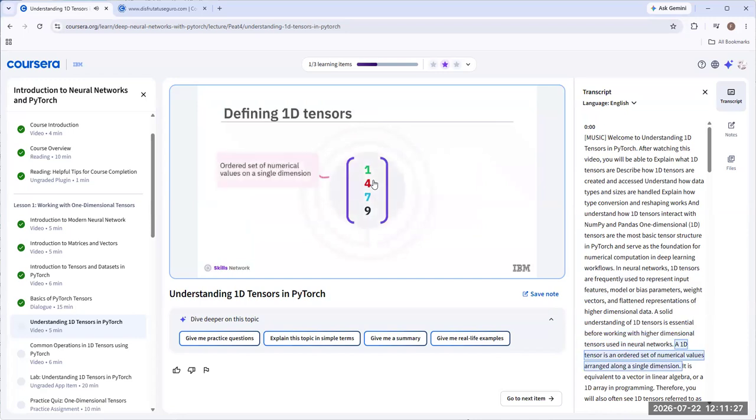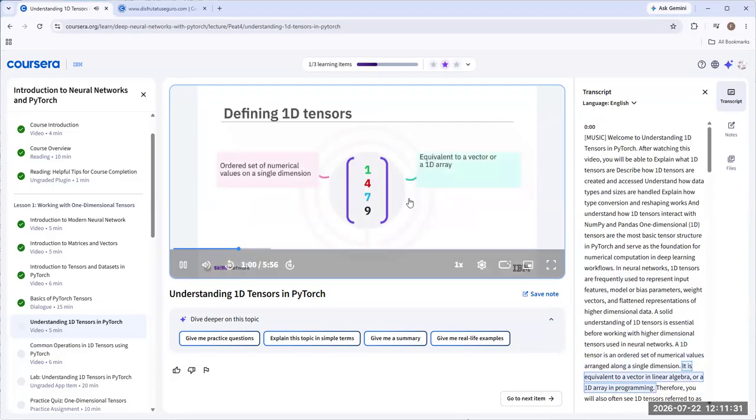A 1D tensor is an ordered set of numerical values arranged along a single dimension. It is equivalent to a vector in linear algebra or a one-dimensional array in programming.